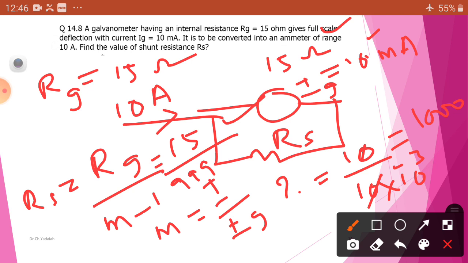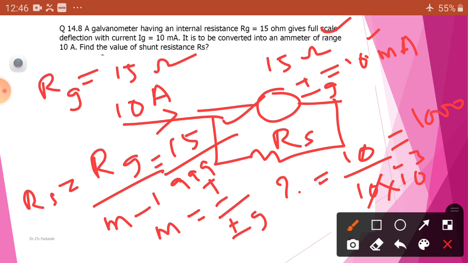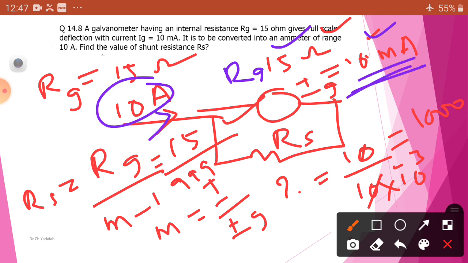Simply substitute the value. Once again, students, remember what we have seen here. First, whatever values are given: this is Rg or Rm, the galvanometer resistance, and the galvanometer full scale reading, which is given in milliamperes. Remember it. Now here I am going to find 10 amperes. Now I want to know how much resistance I am going to connect here. So just apply the formula: I into R is equal to I into R. So 10 amperes minus 10 milliamperes is the current flowing here. We know these values, and the unknown value is this one.